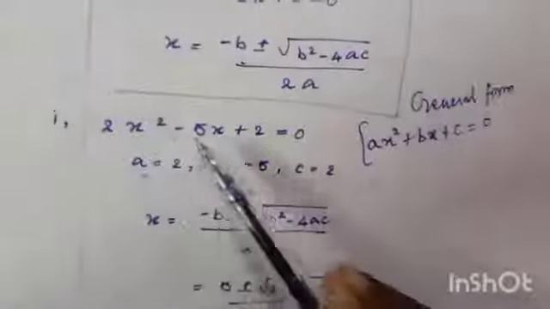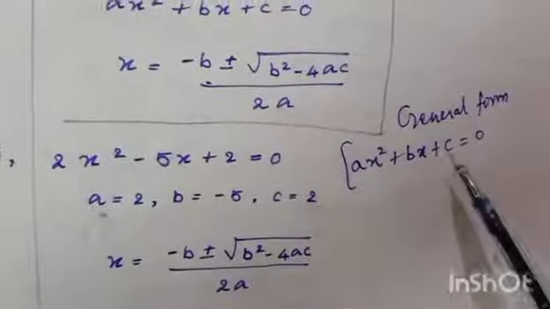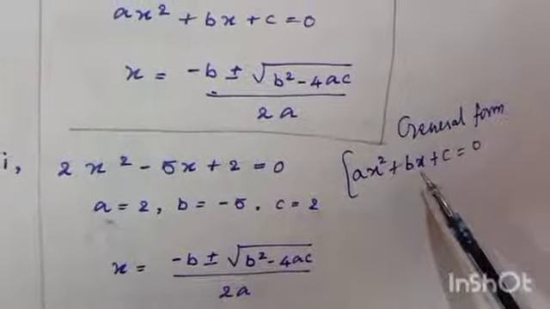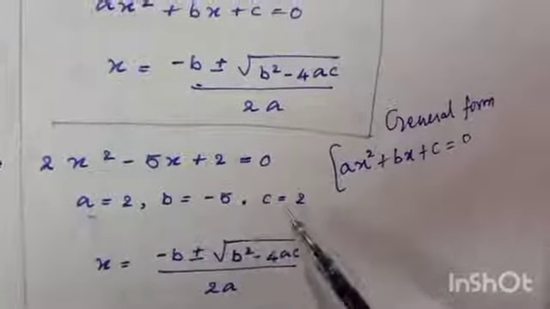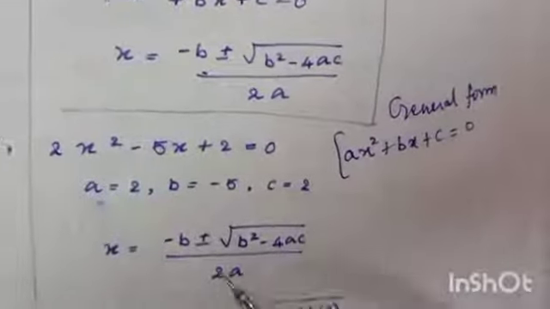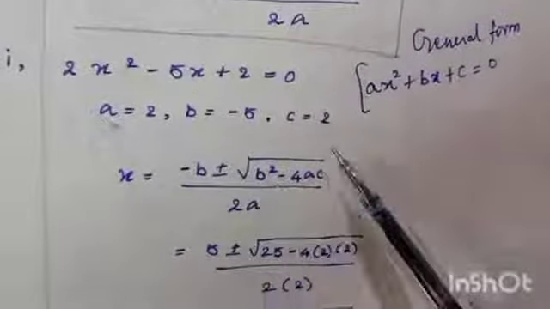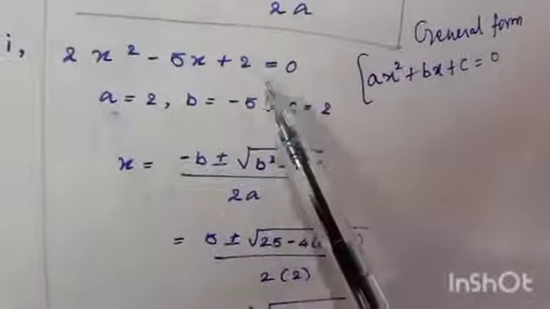First question: 2x square minus 5x plus 2 equal to 0. You have to compare with the general form. Identify the a value, b value, c value. a equal to 2, b equal to minus 5, c is equal to 2. Write the formula: x is equal to minus b plus or minus square root of b square minus 4ac, whole divided by 2a. b value is minus 5.